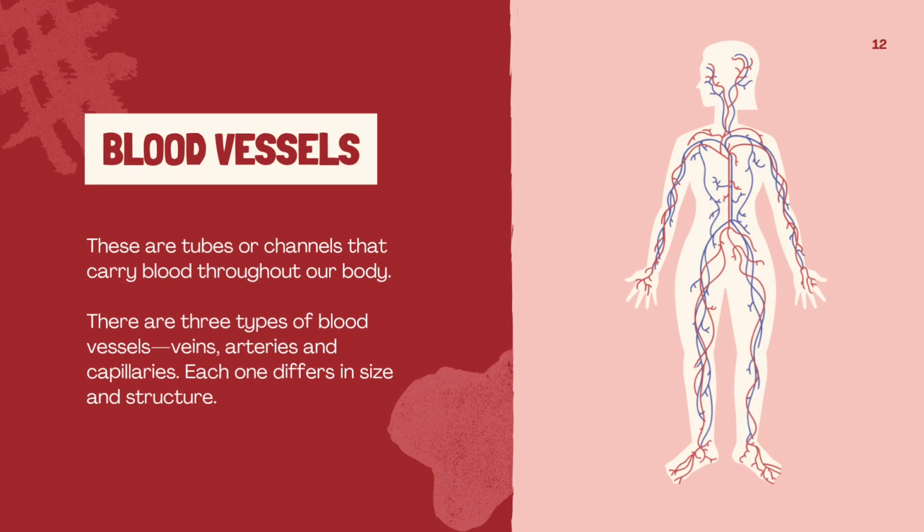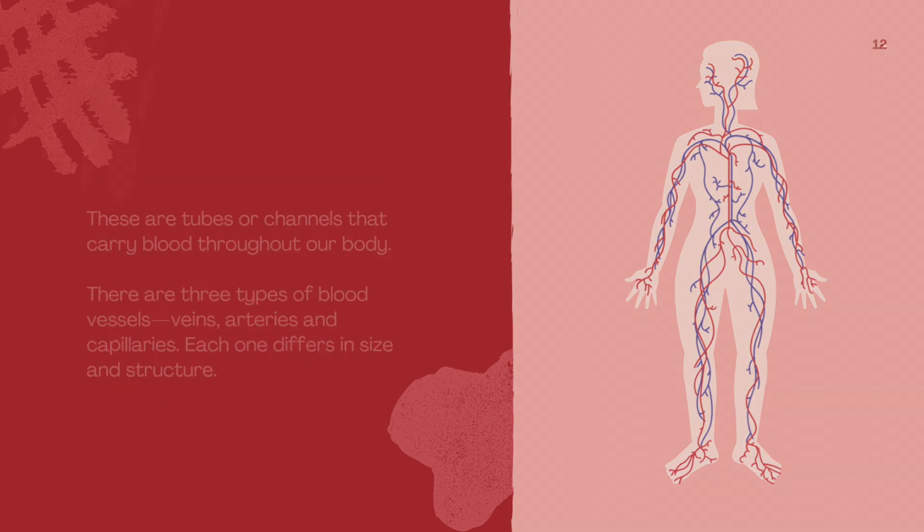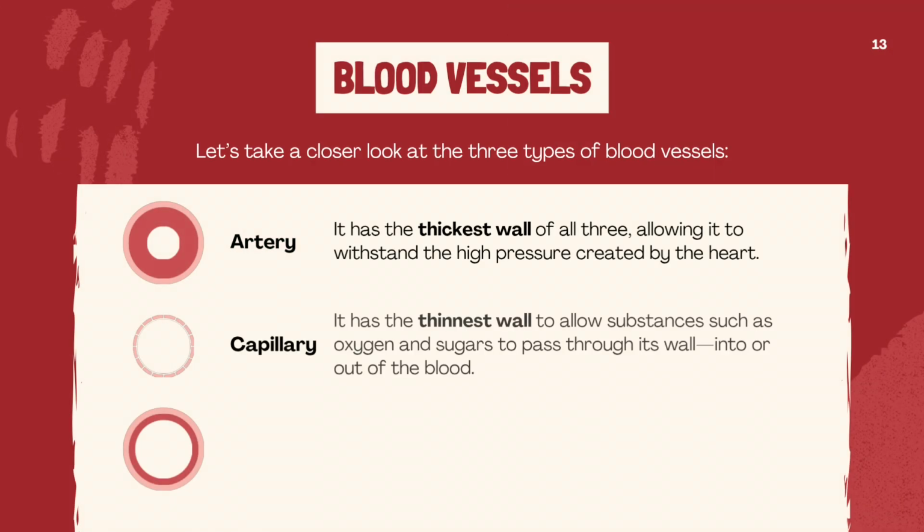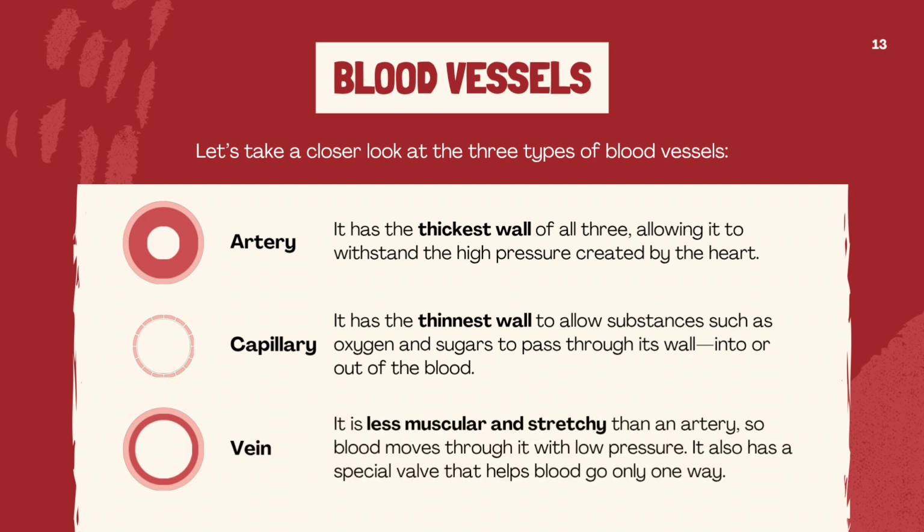Blood vessels. These are tubes or channels that carry blood throughout our body. There are three types of blood vessels: veins, arteries, and capillaries. Each one differs in size and structure. Artery. It has the thickest wall of all three, allowing it to withstand the high pressure created by the heart.